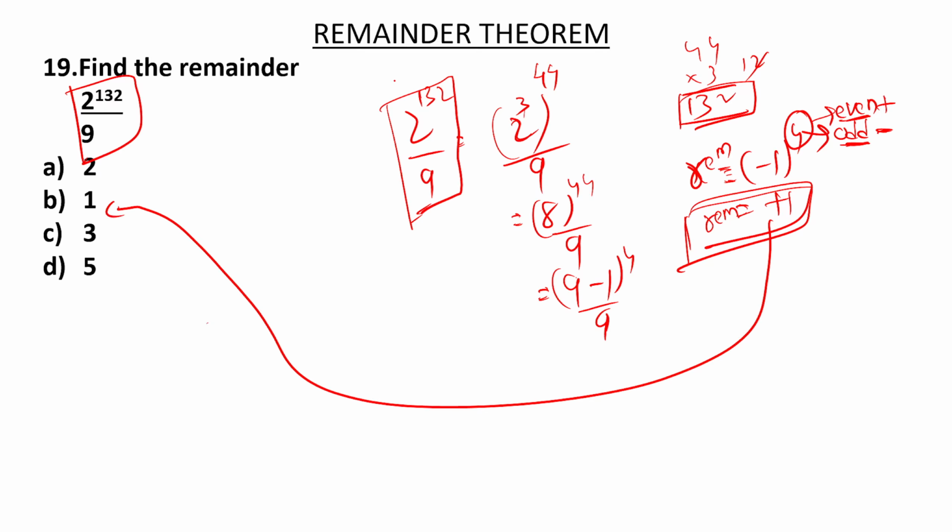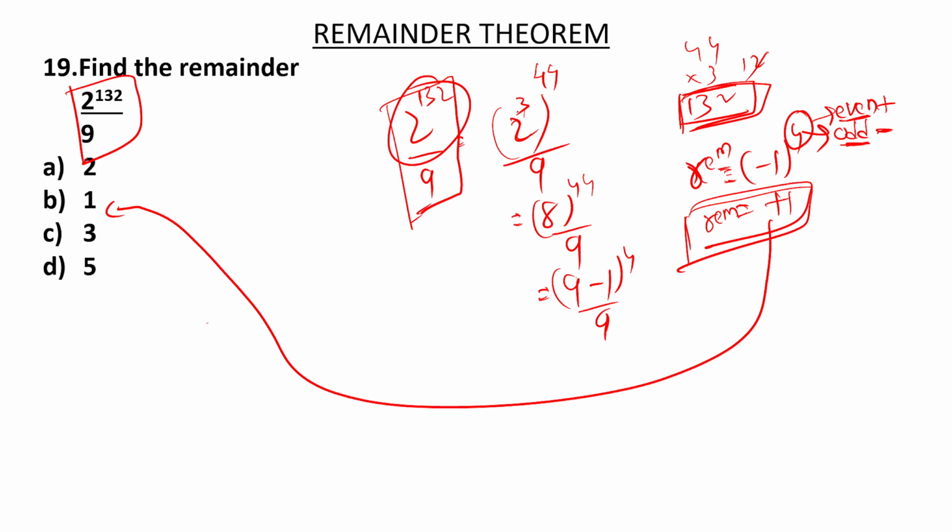That's how you do it. I hope you understand it. In case you don't understand, let me explain again. I simply wrote 2 power 132 as 2 cube whole power 44. As you can see, 3 times 44 gives the value of 132. That's how I wrote it here.